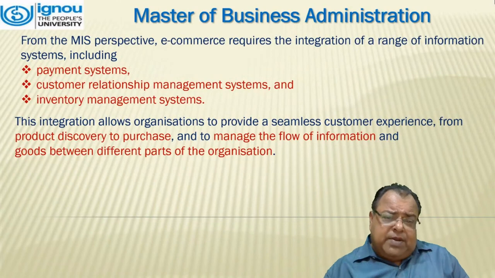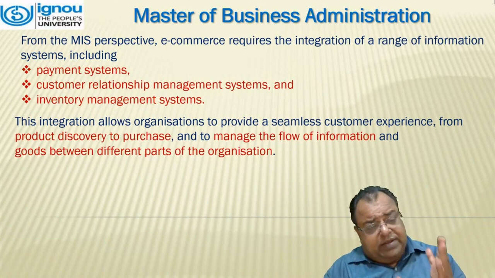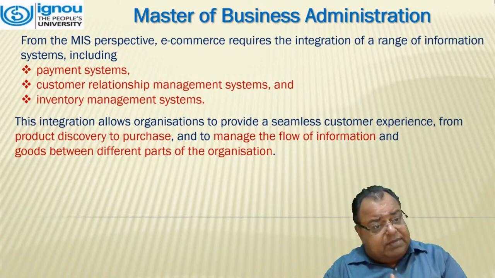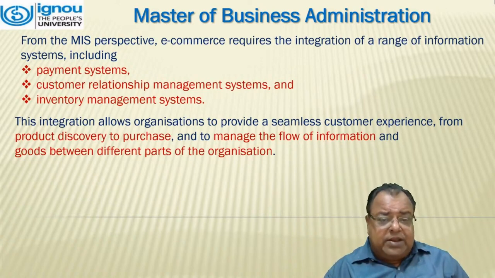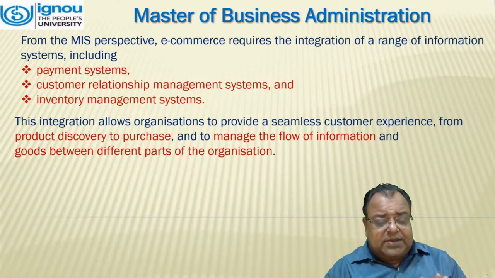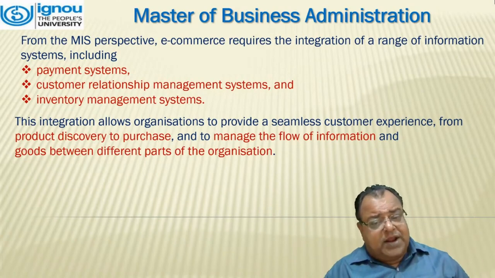From the MIS perspective, e-commerce requires the integration of a range of information systems, including payment systems, customer relationship management systems, and inventory management systems. This integration allows organizations to provide a seamless customer experience from product discovery to purchase, and to manage the flow of information and goods between the different parts of the organization.